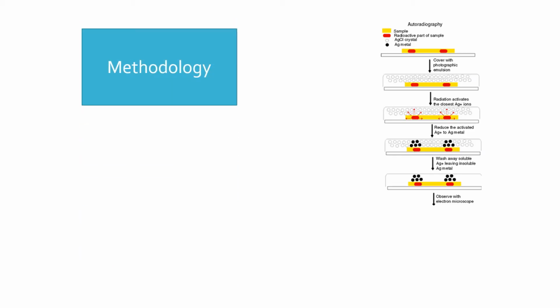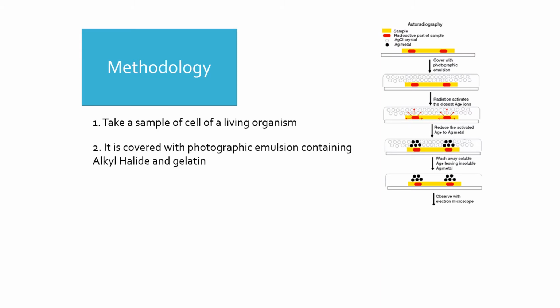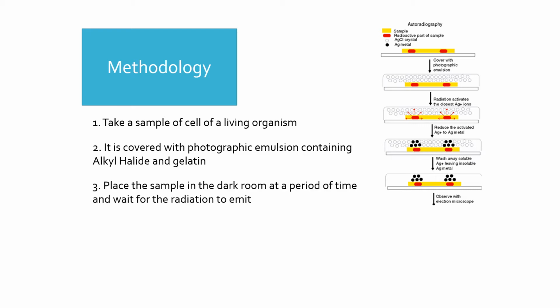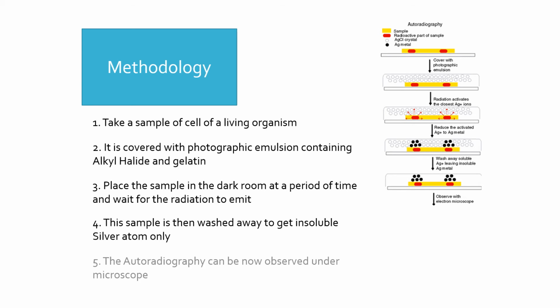Finally is the methodology of autoradiography. First, take a sample of cells of a living organism, then it is covered with a photographic emulsion containing silver halide and gelatin. Place the sample in a dark room for a period of time, usually 2 months, and wait for the radiation to emit. This sample is then washed away to get insoluble silver atoms only, Ag. Finally, the autoradiograph can now be observed under a microscope.